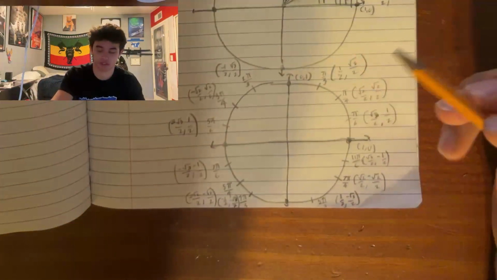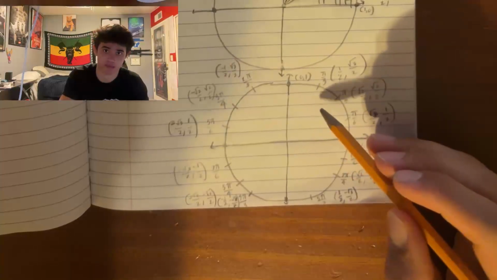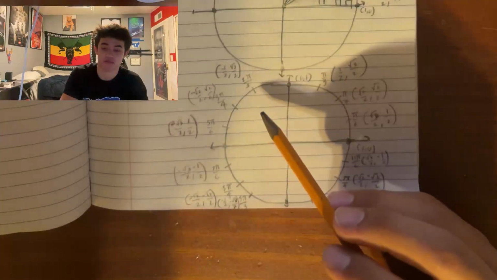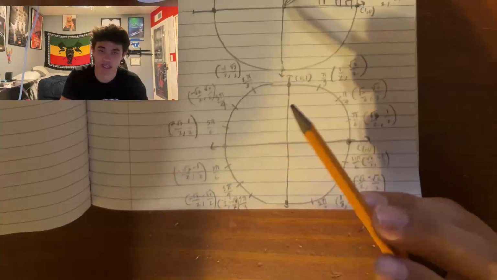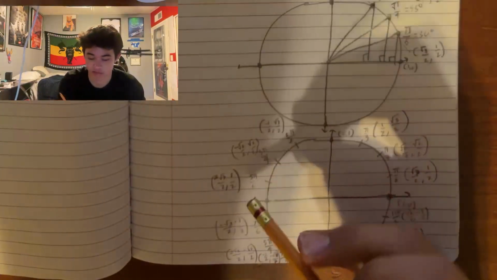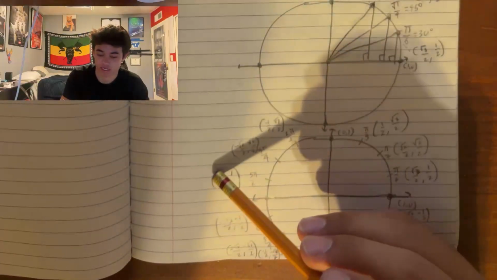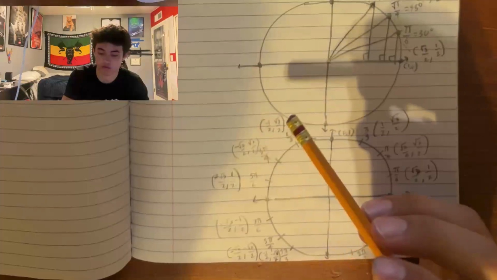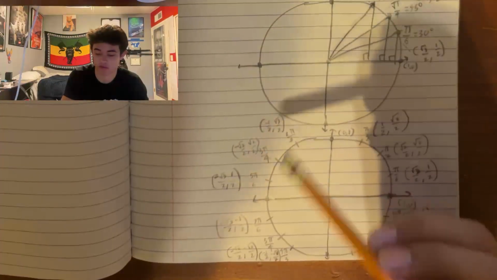So let me show you. In this quadrant, this is the positive x and positive y quadrant, so everything's going to be positive. This side though, the x is negative and the y is positive. So you can see it's all the same things, but negative. So negative root 3 over 2 and 1/2, negative root 2 over 2 and root 2 over 2, negative 1/2 and root 3 over 2.